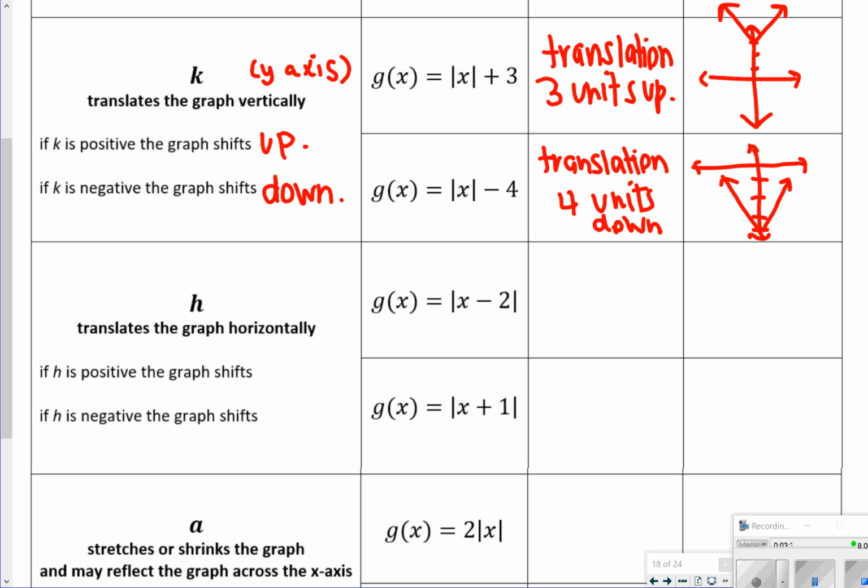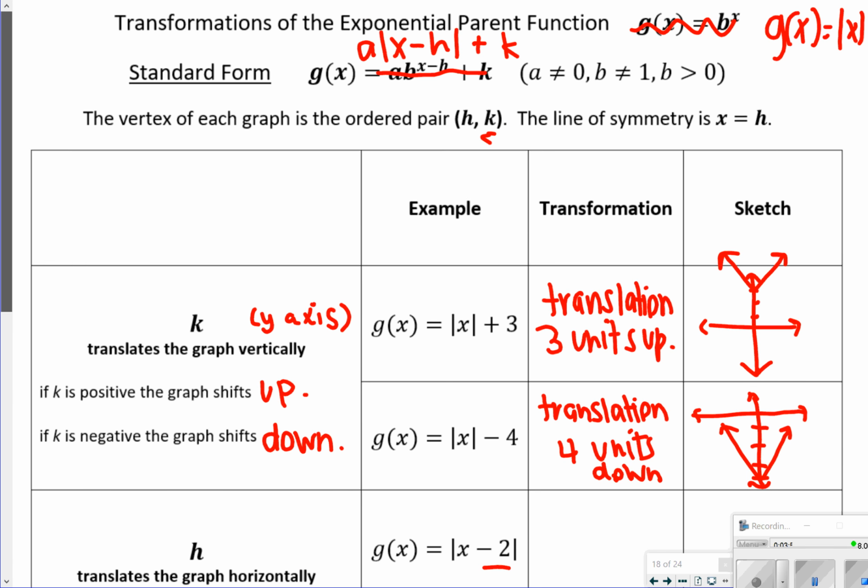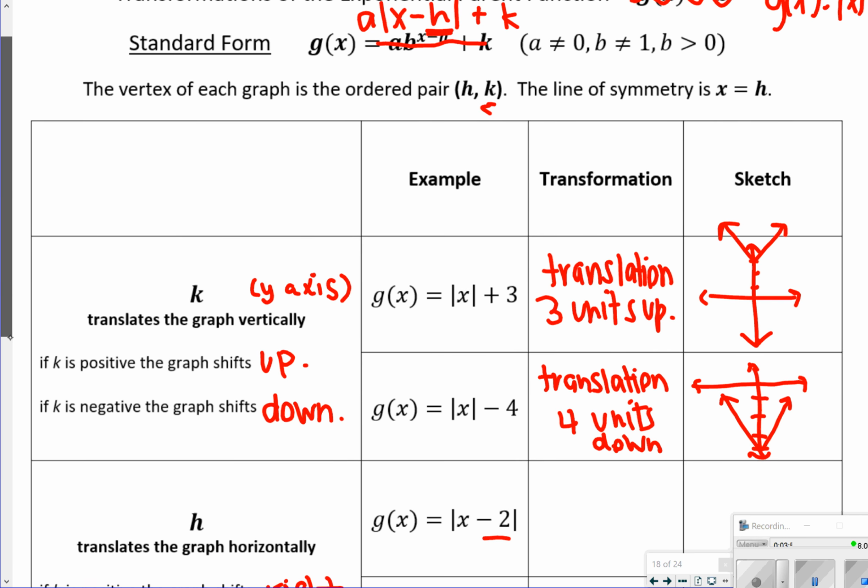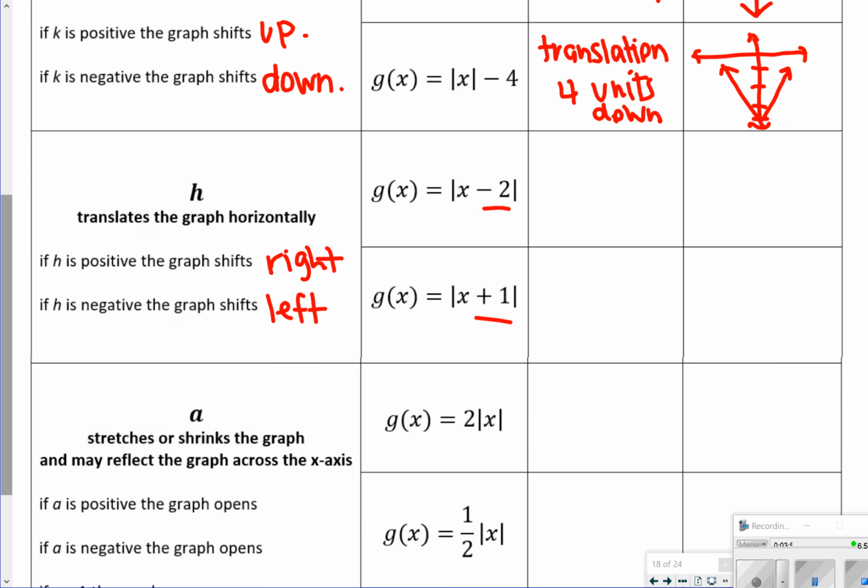So if H is positive, the graph will shift to the right. And if H is negative, it's going to shift to the left. Okay, so our first example, we have g of x is equal to the absolute value of x minus 2, and notice that these numbers, the minus 2 and the plus 1, are in position of where h is located in your vertex form, with the x inside the absolute value.